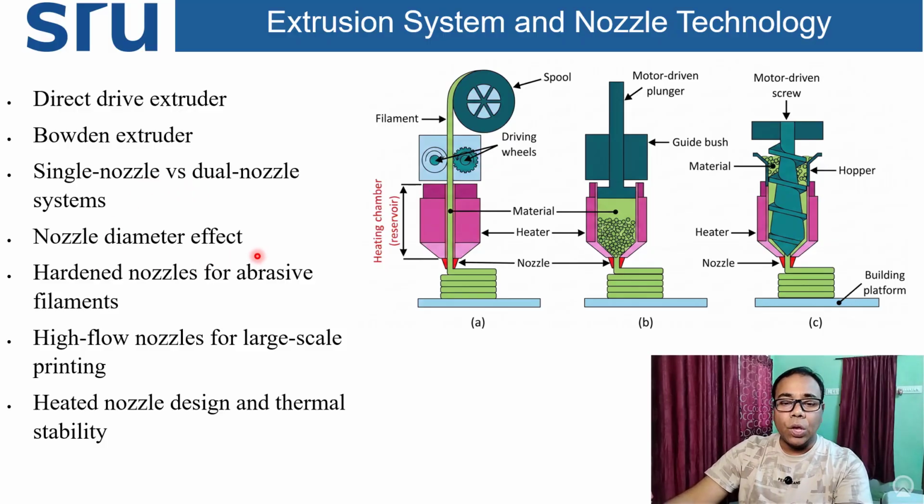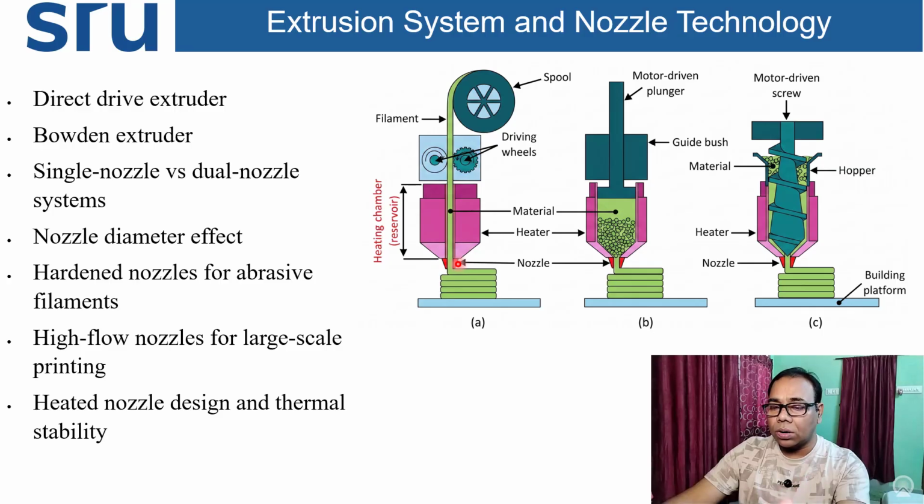Similarly, the nozzle diameter effect. Generally 0.4 mm will be the nozzle diameter. But what will happen if you increase the diameter of the nozzle, or what effect will come on the material, print quality or part dimension if the nozzle dimension is changed. Also, suppose you harden the nozzle for abrasive filament. The nozzle can be made from maybe ceramic material or material having a high melting temperature. So one can think about what could be the material.